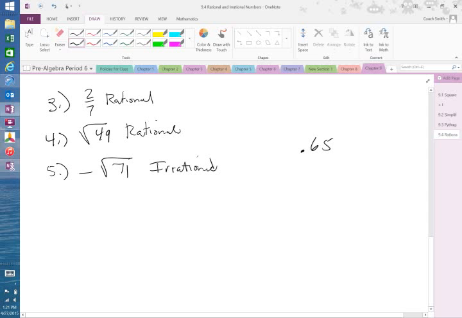0.65 is a fraction. That's the hundredths place value, so that'd be 65 over 100. So that's rational. I can make it into a fraction. I can take 0.6 with a bar over it. 0.6 with a bar over it is 2/3. That's rational, because I can make it into a fraction.